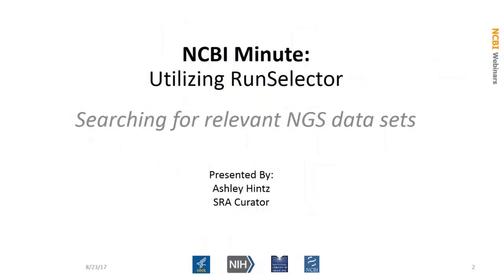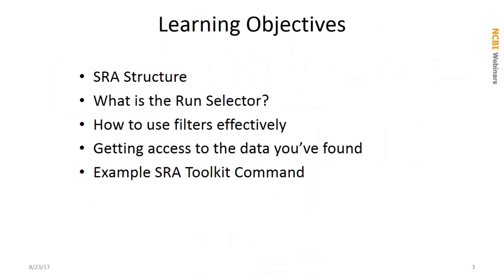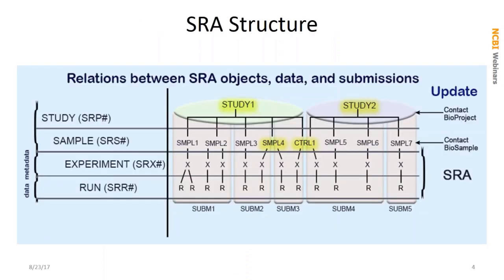Okay, so here we're going to go ahead and get started. What are we going to talk about today? We're going to talk about the structure of the SRA database. We'll go through what the Run Selector actually is, how to effectively use the filters in Run Selector, getting access to the data that you found, and we'll go through a couple examples of the SRA Toolkit commands.